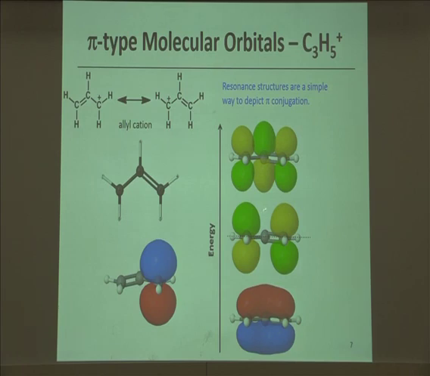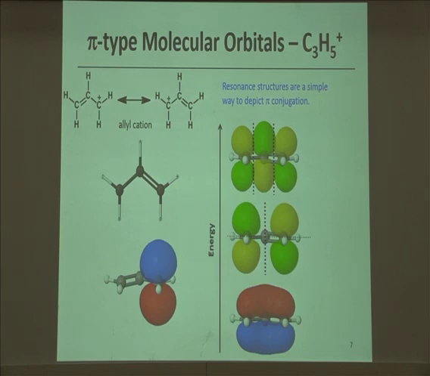As we go up in energy, we increase the number of nodes, going from the lowest energy pi 1 orbital to the next highest energy pi 2 orbital, where there's a node running right down the middle, to the higher energy yet pi 3 orbital, where there are now two nodes separating each of the carbon atoms.